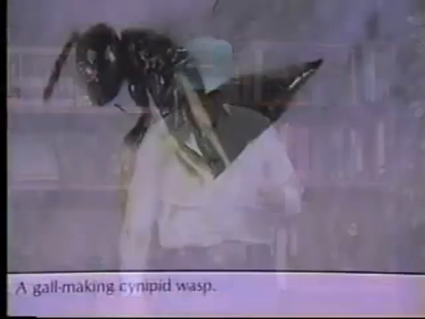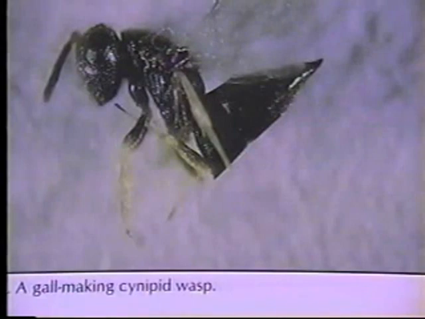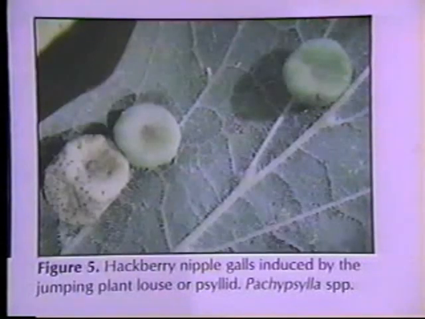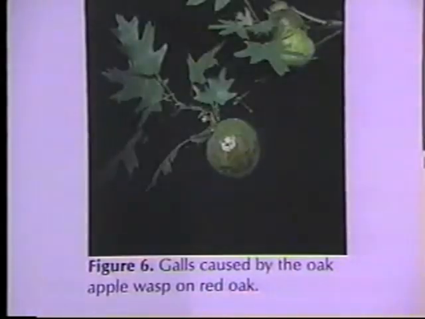Moving along, we're going to look at galls. Here's a gall making cynipid wasp. The most common galls on ornamental plants are those caused by insects and mites. Mealy-oak galls is another picture that we have, and you can see how the galls are laid out. We also have some good slides that deal with the hackberry galls that are induced by jumping plant lice. And then we also have galls caused by the oak apple wasp.